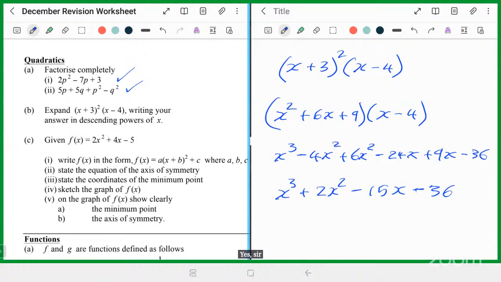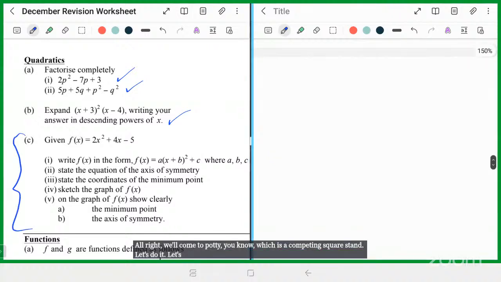Remember, any question I get wrong or I didn't do, we need to go and do it. All right, we'll come to part C now, which is a complete the square question. Let's do it. Let's practice that one again.